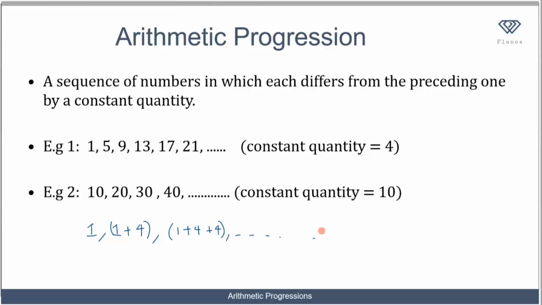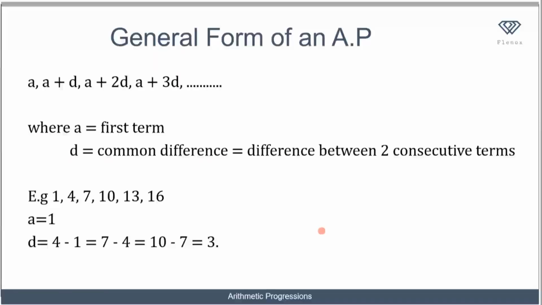So now, how can we express this in general? In general, we can write a progression in AP as A, comma, A plus D, comma, A plus 2D, comma, A plus 3D, where A is the first term and D is the common difference.